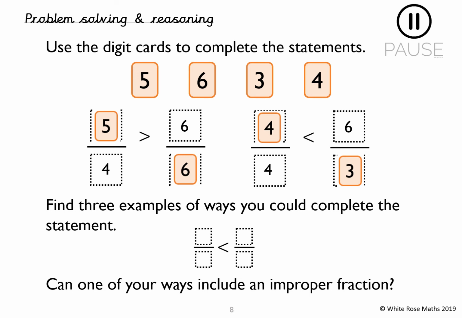If you look, I've only used each digit card once. It says find 3 different examples of ways that you can complete it, so you might have different versions of that. And then it says, can one of your ways include an improper fraction? On mine I've got 2 improper fractions there. I've got 5 quarters and I've got 6 thirds.